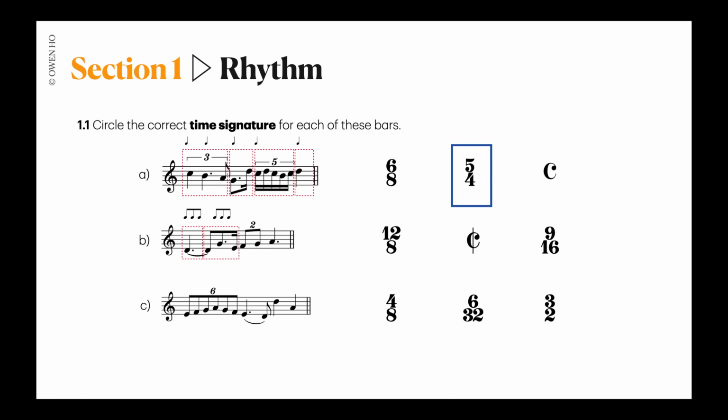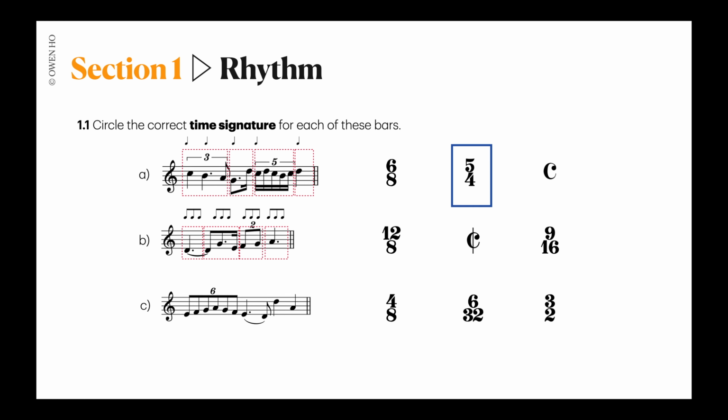The third group is a duplet. If you still remember what a duplet is, that means we play 2 notes in the time of 3 notes. In this case, we play these 2 quavers in a time of 3 quavers, and therefore it's our third group of 3 quavers. Lastly, we have another dotted crotchet, which is basically the same as the first group, and that's another 3 quavers here.